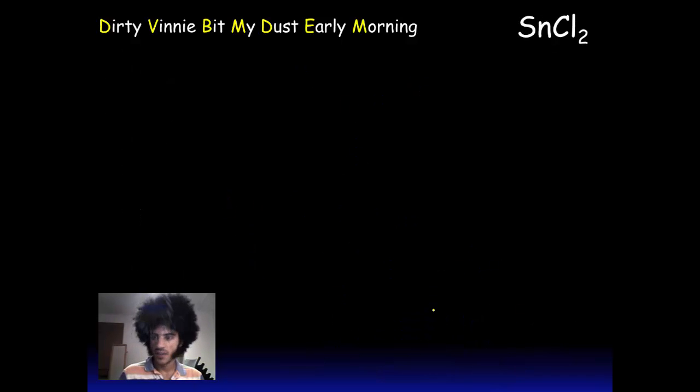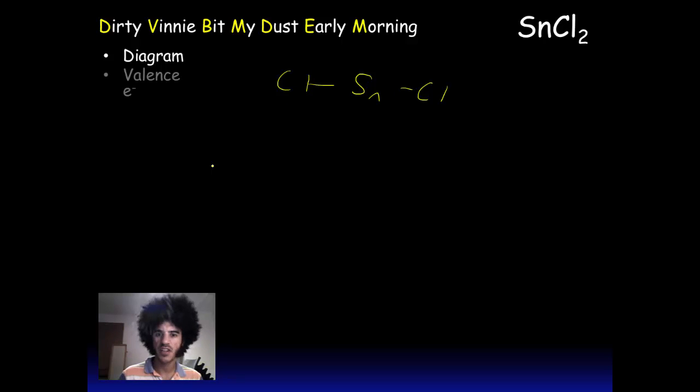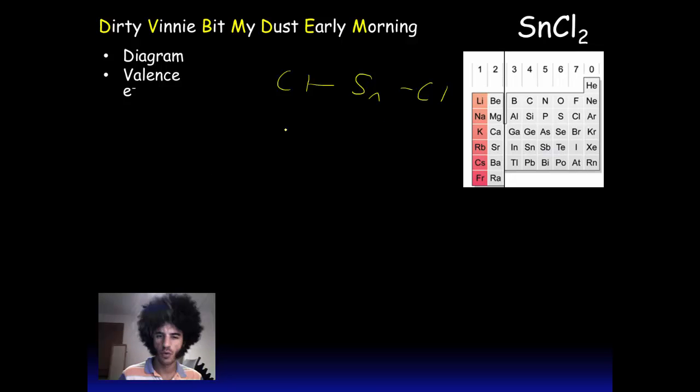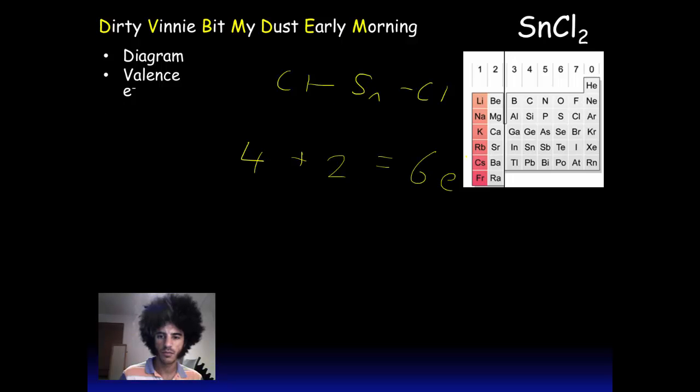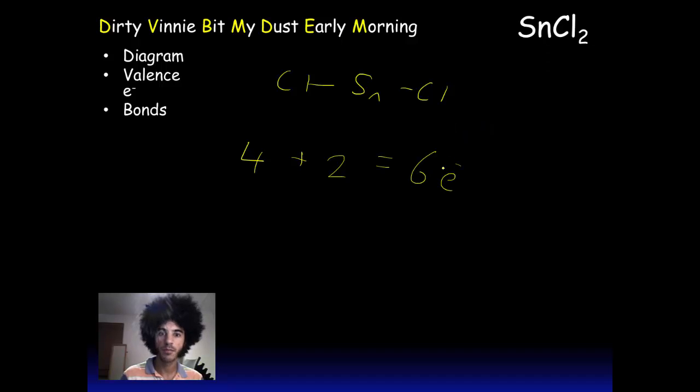Okay, we'll try one more, and this is SnCl2, which is tin chloride. Again, I start with D for diagram. Now again, I'm just going to assume that I've got Sn in the middle and chlorine either side. Right? Now let's do my valence electrons. Tin, or Sn, is in group 4, so it's got 4 electrons in its outer shell. Next step is my bonds. I've got 1, 2 bonds, so it's plus 2. So I have 6 electrons to play with.